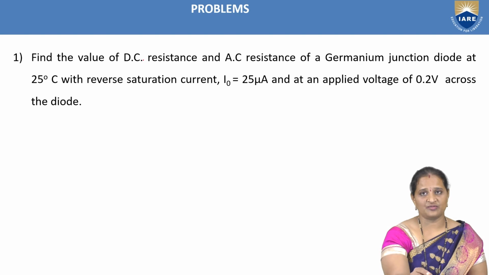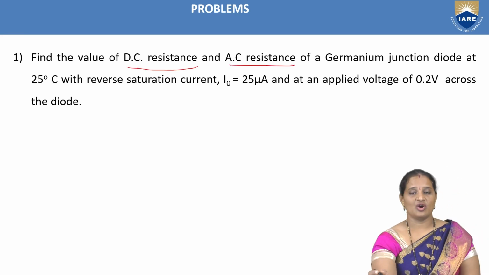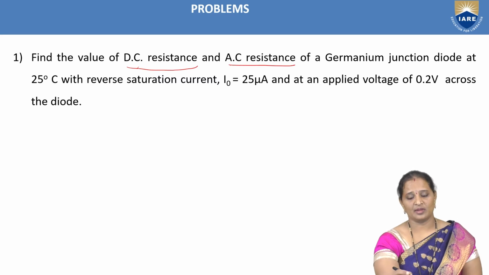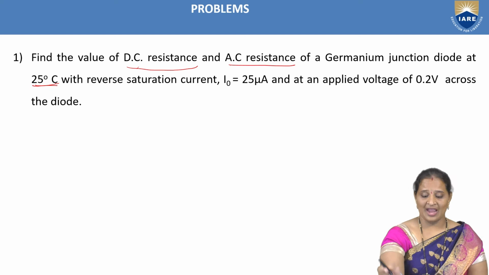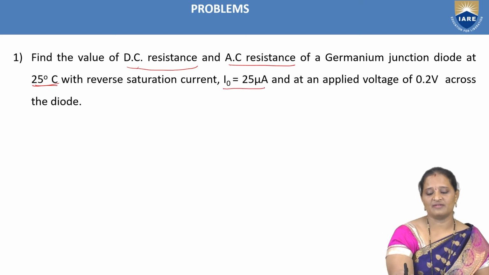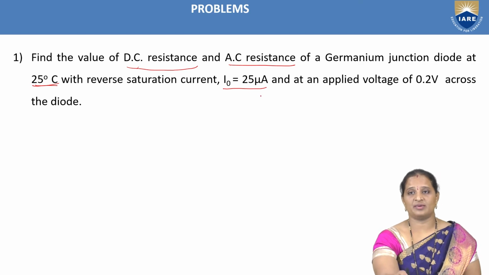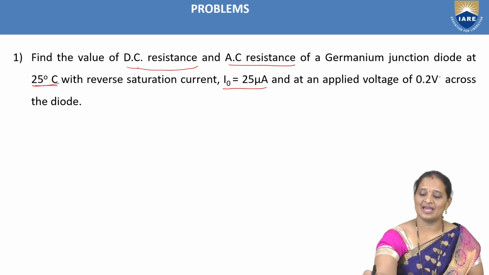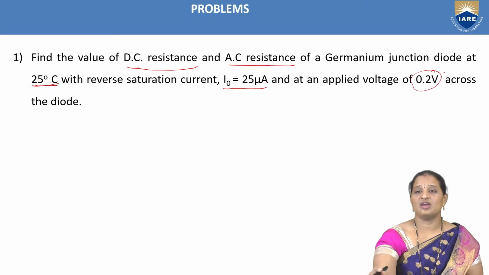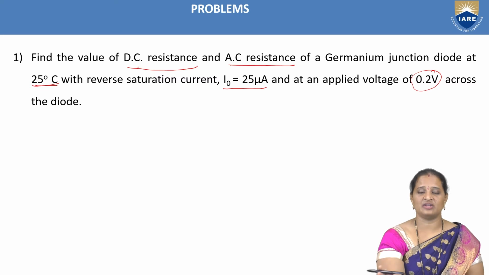So we are asked to find the DC resistance and AC resistance of a germanium diode at a temperature of 25 degrees centigrade, and the reverse saturation current or leakage current is given as 25 microamperes, and the applied voltage is mentioned. That means at this applied voltage we are asked to find the DC resistance and AC resistance of the diode.